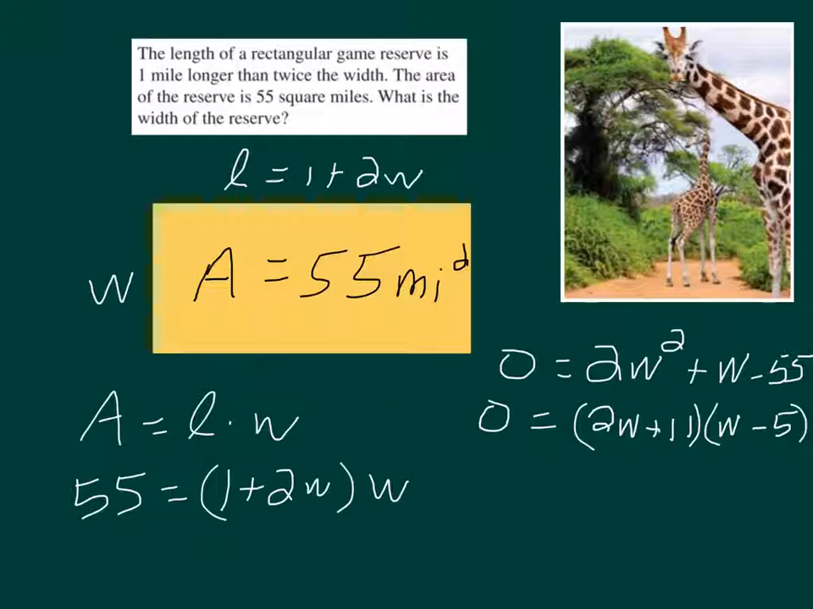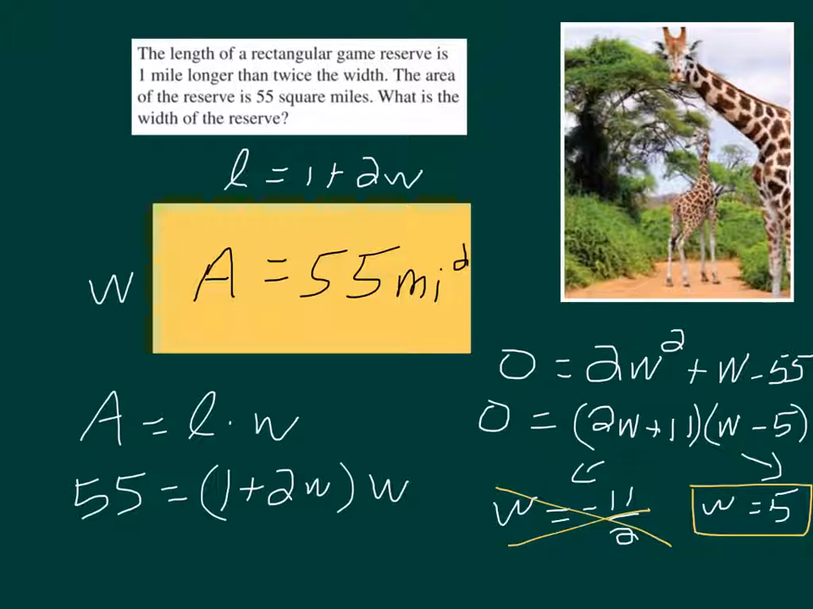Now we can use the zero product property, set each of those pieces equal to 0, and we get our answers. In the first case, W would equal negative 11 halves, or negative 5.5. In the second case, W would equal 5. Now, we have to consider in the context of the problem which one of these works. We certainly can't have a width of an actual rectangle that is negative, so I'm going to disregard negative 11 halves as my answer, and I will use W equals 5.